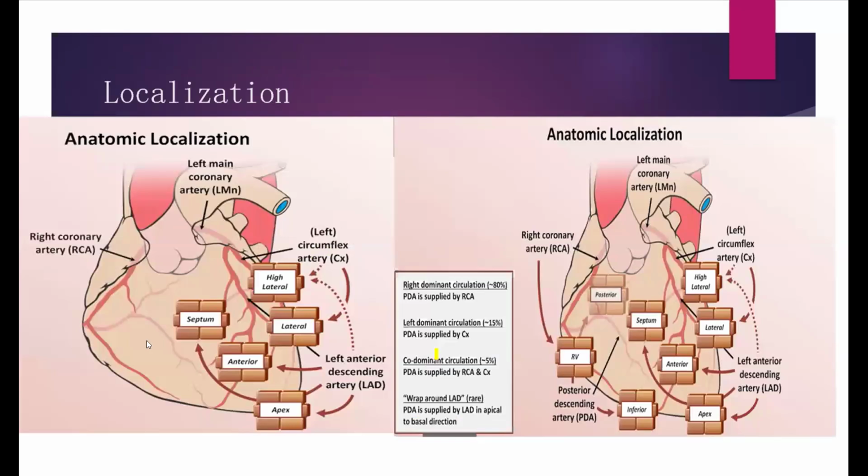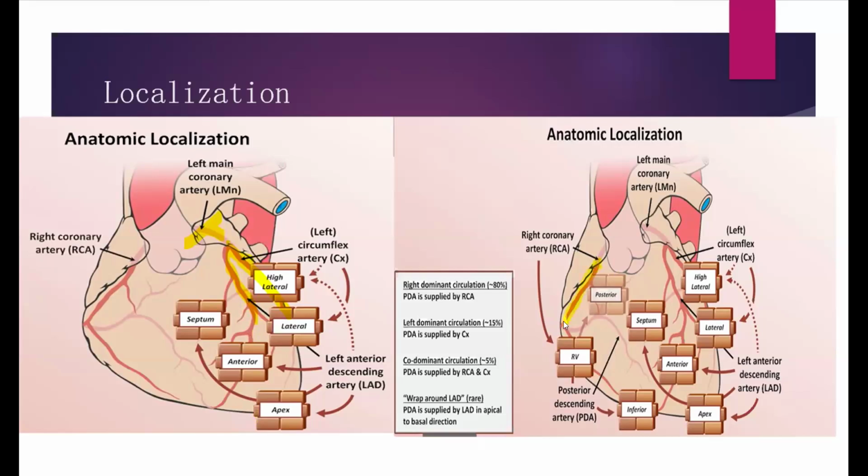So what about localization? Let's start with the picture on the right. On the right, I just put the left-sided blood supply, anterior and left-sided. The arteries are the coronary arteries, branches of the aorta. So you have the left main. Left main is up to here. Then it goes to the left anterior descending, which supplies the anterior part of the myocardium, including the septum. And then you have the left circumflex, where you can have a high lateral and then lateral. So the left main is divided into left circumflex and left anterior descending. The left anterior descending supplies the anterior and the septal branches all the way to the apex.